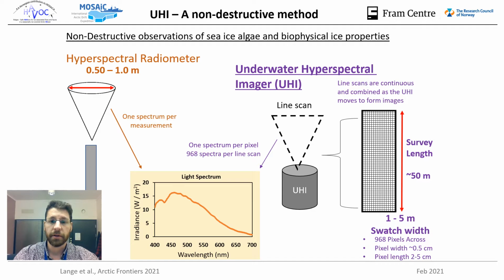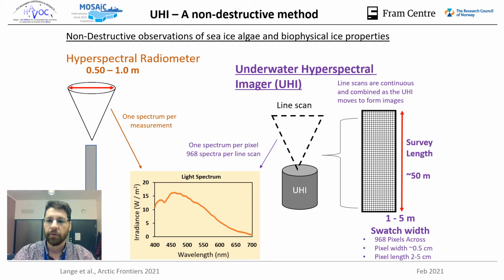And now recent developments in underwater hyperspectral imaging have allowed us to get surveys of the bottom of the ice at microscale spatial resolution. And this is really important to get a better understanding of how sea ice algae is varying over space and time. And it's a non-destructive method so that you can do this and not have to take several ice cores over time and not be able to measure the same location.